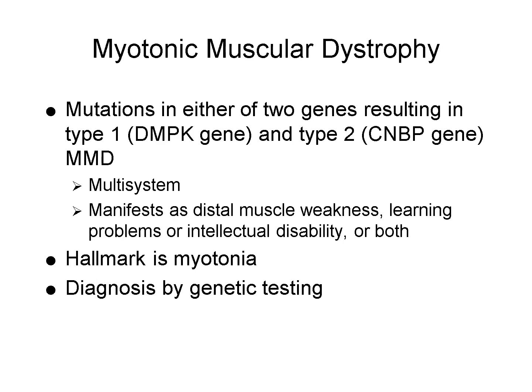Myotonic dystrophy, or MD, comes in two types: Type 1 DMPK and Type 2 CNBP. It presents with muscle stiffness, known as myotonia, along with distal muscle weakness, learning disabilities, or intellectual impairment. It is a multi-system disease, often involving cardiac, endocrine, and cognitive symptoms. Diagnosis is confirmed by genetic testing.